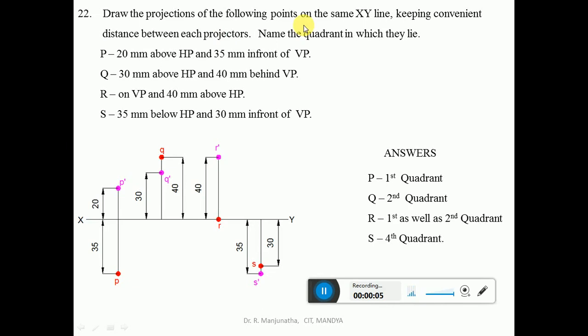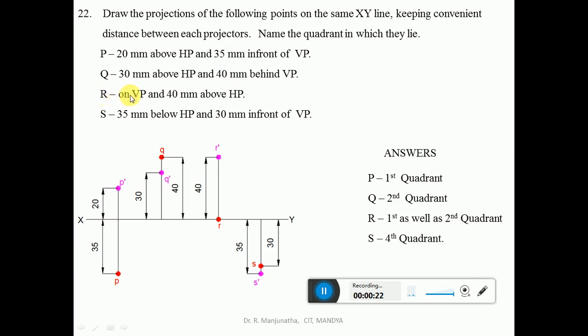Draw the projections of the following points on the same xy line, keeping convenient distance between each projection. Name the quadrants in which they lie. Point P is 20 mm above HP and 35 mm in front of VP. Point Q is 30 mm above HP and 40 mm behind VP.